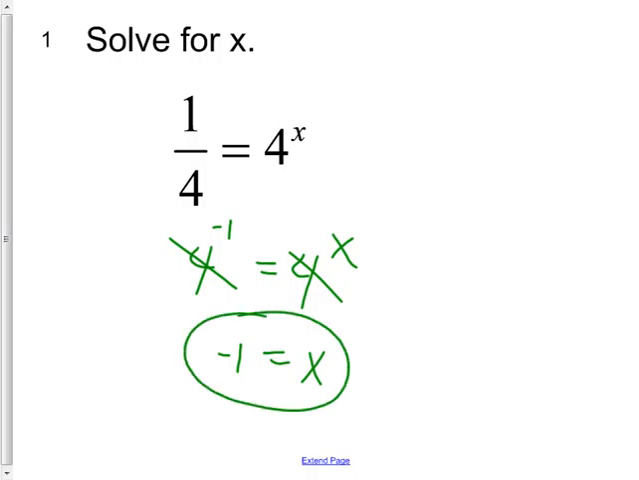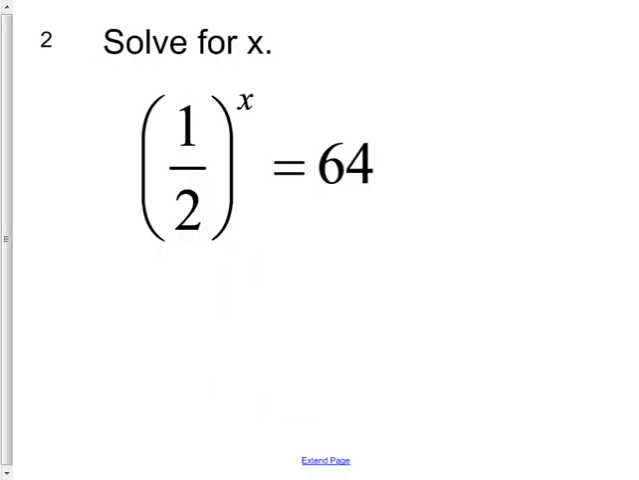All right, so then if this is really true, I can stick in a -1 here, and it should be right. Is 4 to the -1 actually equal to 1/4? Yes, it is, so it worked. All right, I'd like you to try this one.